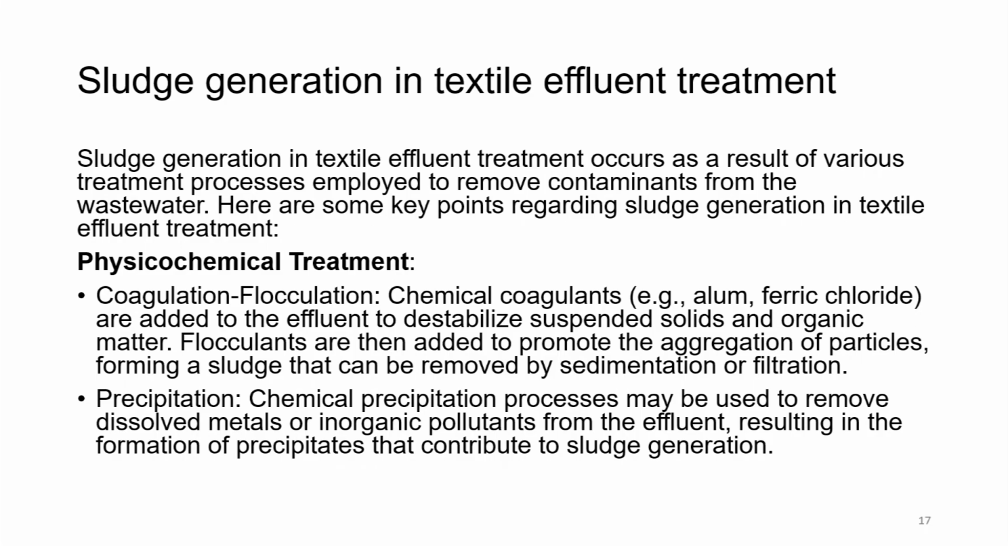So, physico-chemical treatment, coagulation and flocculation. Chemical coagulants like alum and ferric chloride are added to the effluent to destabilize suspended solids and organic matter. Flocculants are then added to promote the aggregation of particles, forming a sludge that can be removed by sedimentation and filtration. Precipitation. Chemical precipitation processes may be used to remove dissolved metals and inorganic pollutants from the effluent, resulting in the formation of precipitates that contribute to sludge generation.